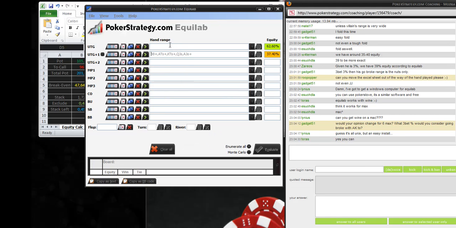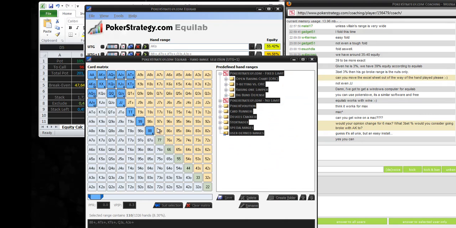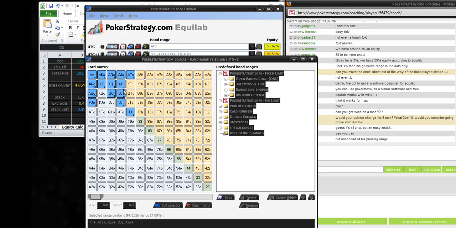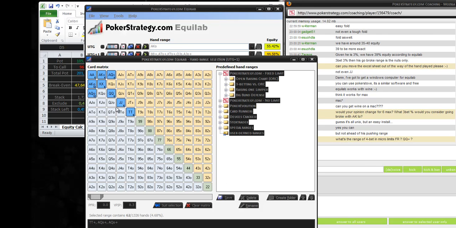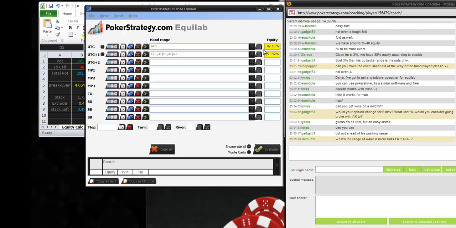Even against this kind of range we see that we are ahead, but it's very likely that the opponent is going to fold most of his range, like pocket 8s, pocket 9s. Maybe at best he would continue with tens. King-ten suited is definitely out. King-jack suited is out. King-queen suited is out. He's never going broke with them, and at best he might have the range you see in the picture. And even against that kind of range, we are still pretty much flipping.